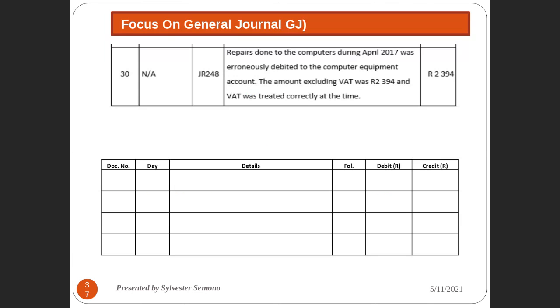The next one, which is going to be the last one: repairs done to the computer. Let me just highlight. We made the repairs to the computer. By mistake, we debited the computer equipment. So just give me the two accounts for this one. You made a mistake. Obviously, you can see the two accounts already. The two accounts will be the two accounts where you made the mistake.